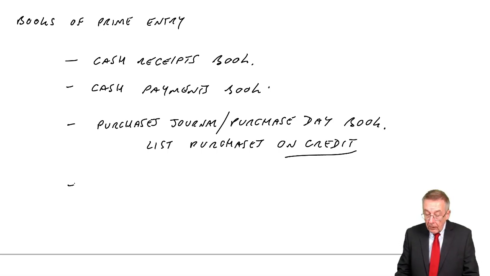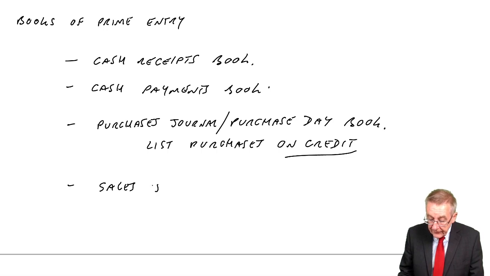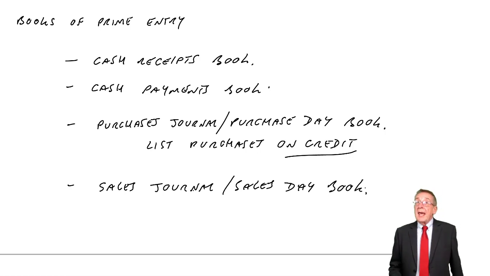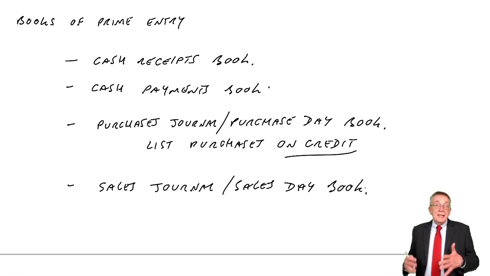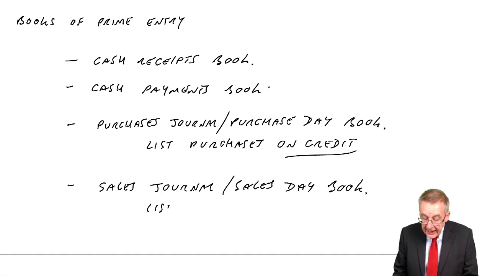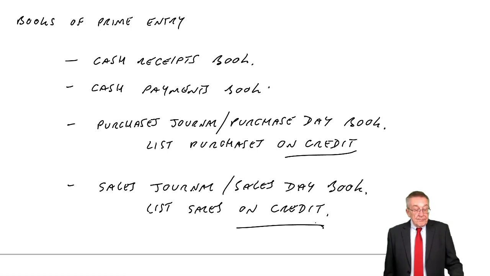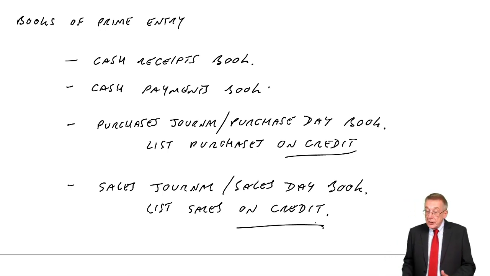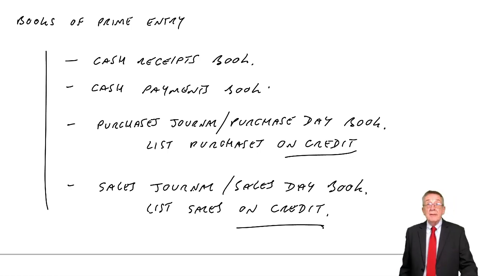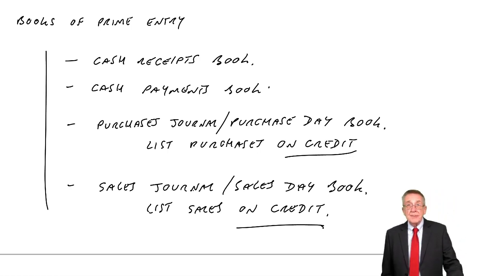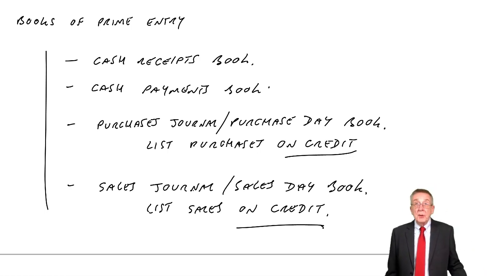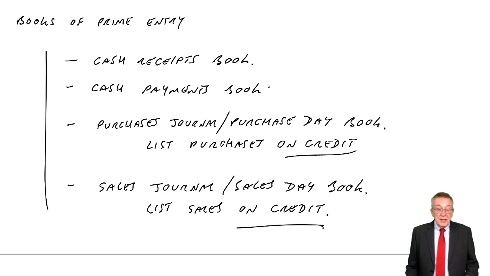And finally, the main four, a Sales Journal or a Sales Day Book. But again, despite its name, we don't list all sales here. We list sales on credit. Now, there can be other books, and I'll mention a couple more later, but these certainly are the main four for any business.